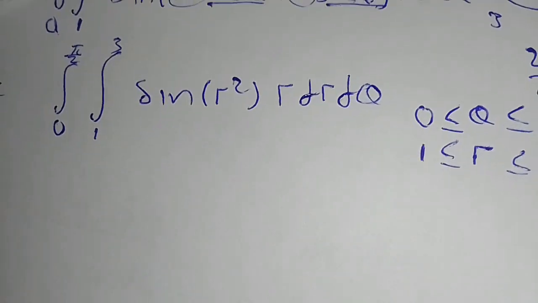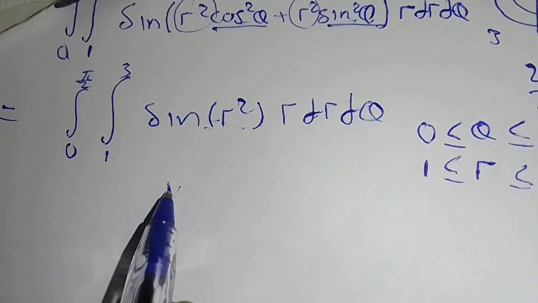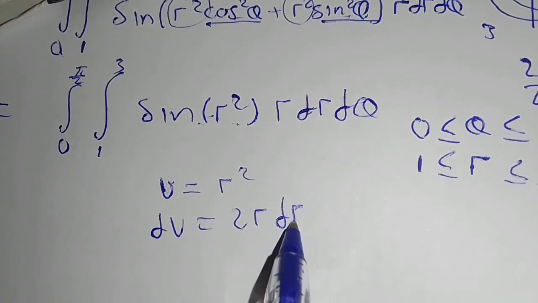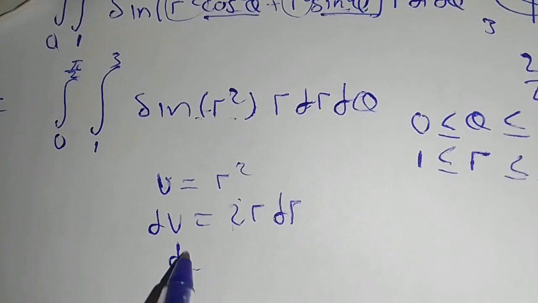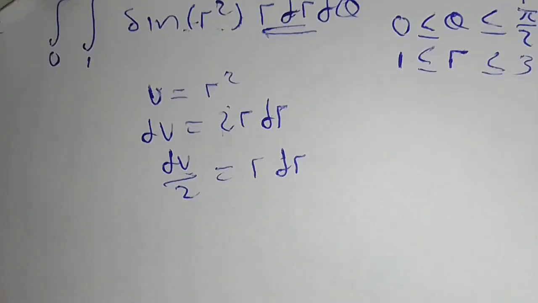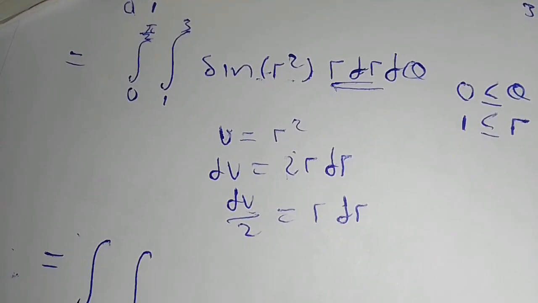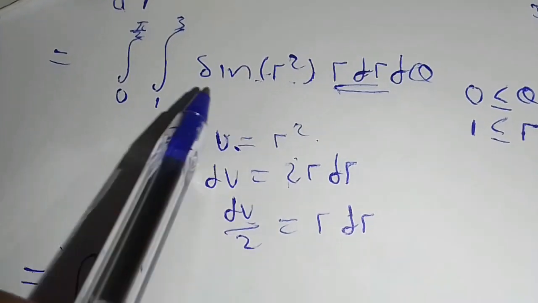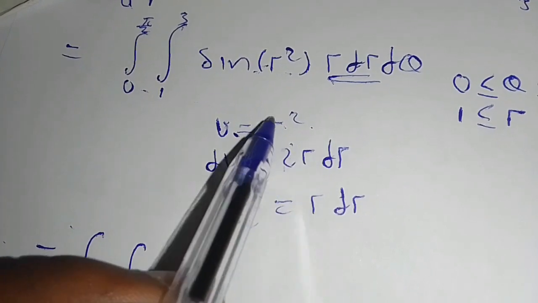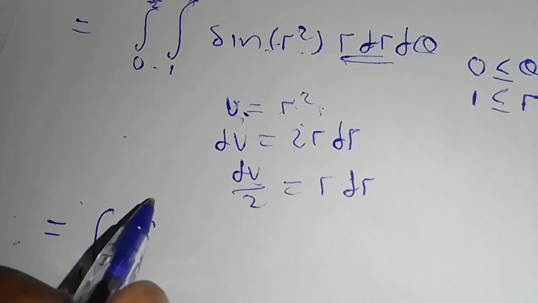So in this case now, you're going to have a u substitution there. Let u equals r squared. Then du will be 2r dr, or just du over 2 will be r dr, which is just what we have right there. So we replace r with u, and then we change our bounds. If r is 1, then u will be 1 squared, which is just 1. And if r is 3, then u is 3 squared, which is going to give us 9.